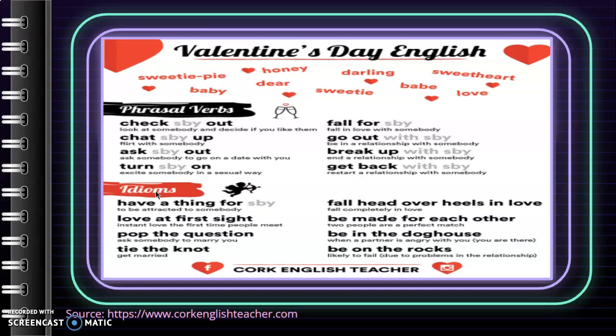An idiom is different from a phrasal verb because an idiom is more like a refrán, okay? For example, have a thing for somebody, love at first sight, pop the question, tie the knot, fall head over heels in love, be made for each other, be in the dog house, or be on the rocks. These are not phrasal verbs. These are only idioms or expressions. These ones are phrasal verbs.